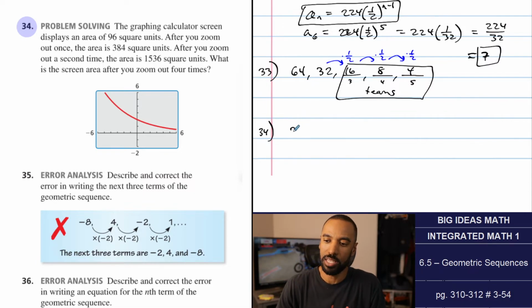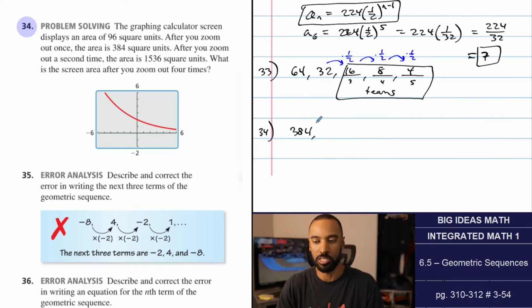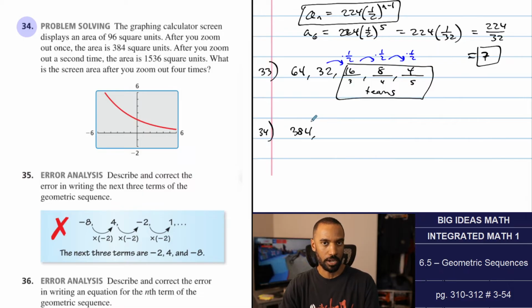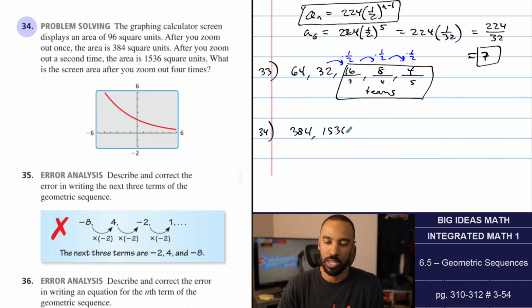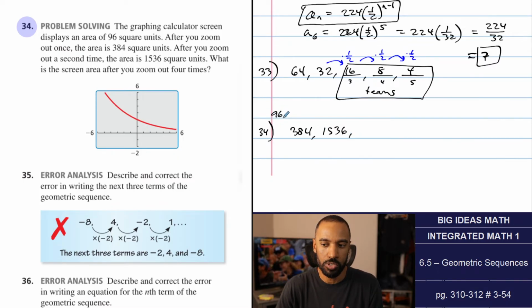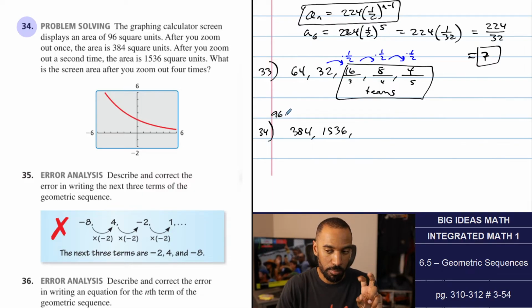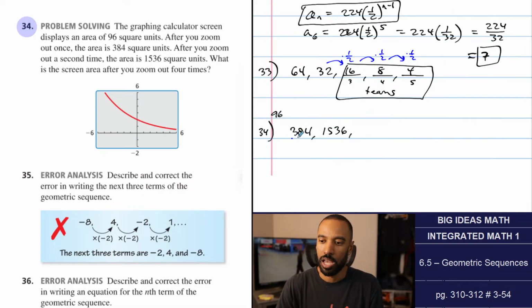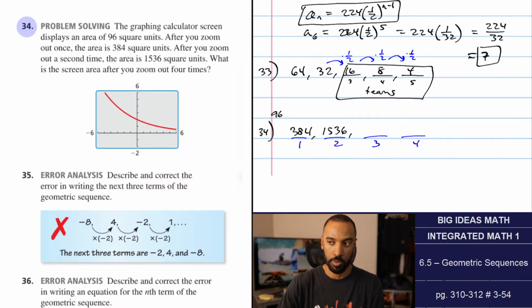So it currently displays 96. After you zoom out once, it's 384. And I'd like to go based off first term here. First zoom out being first term. A second time is 1536. Now, they do not show anything beyond these. I guess we can assume it's geometric from there, and that's where the 96 can be of use. Even though this isn't one of my terms that I'm using, this is after, again, 1 zoom out, 2 zoom outs. So we still need the fourth. So we can zoom out a couple more times this way, or we could come up with a rule.